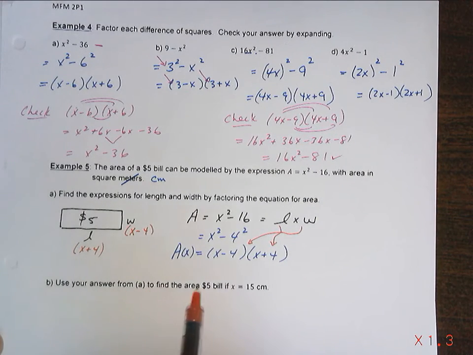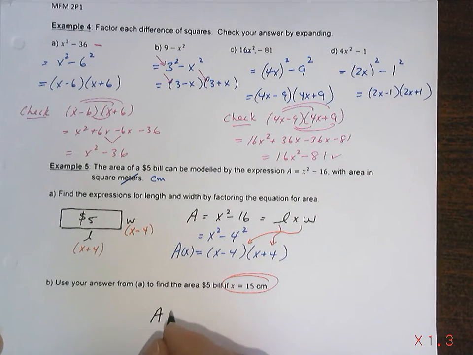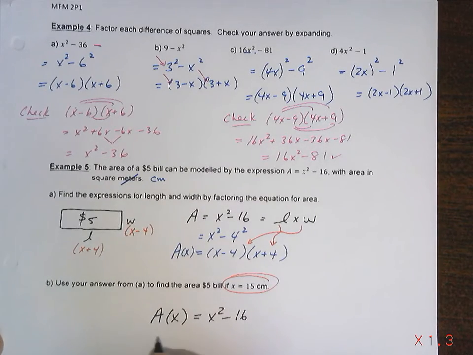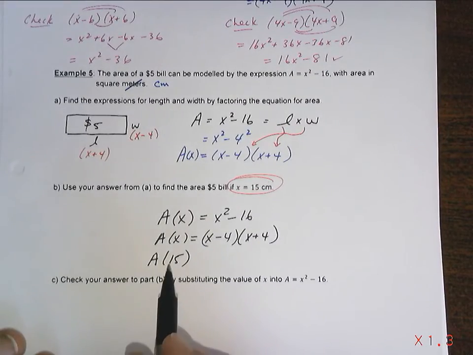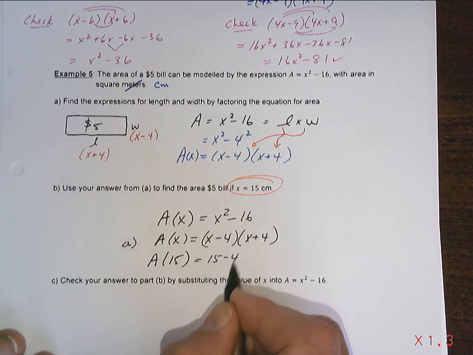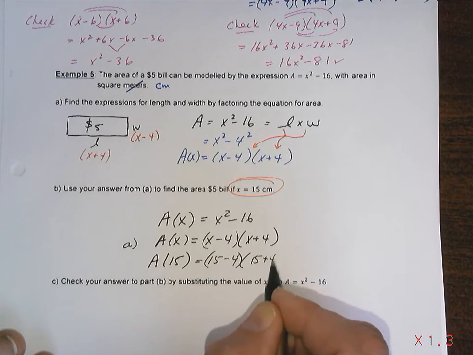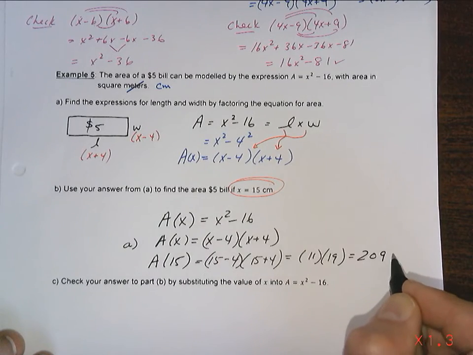Use your answer from A to find the area of the bill when we give a value for x of 15 centimeters. Well, we knew this. That was the question. In part A, we figured out this. And now they're asking for this. So they want you to put 15 in for x in your answer for part A. So it's 15 minus 4, 15 plus 4, that'll be 11 times 19, which is 209 centimeters squared.